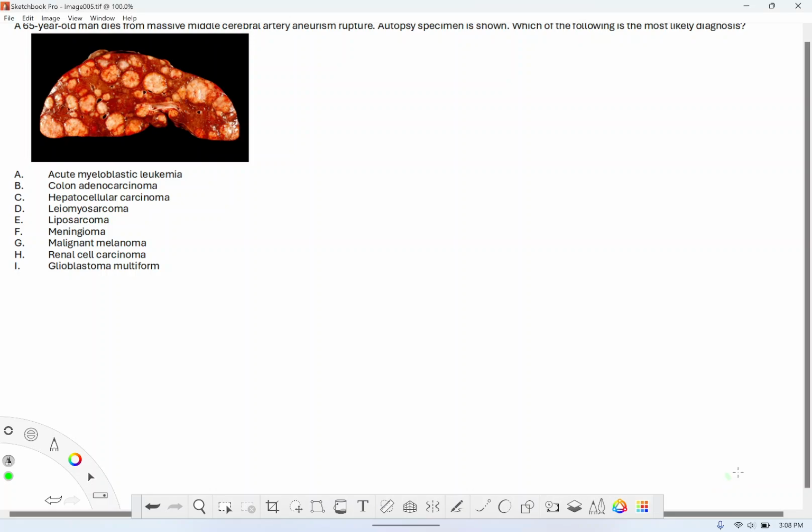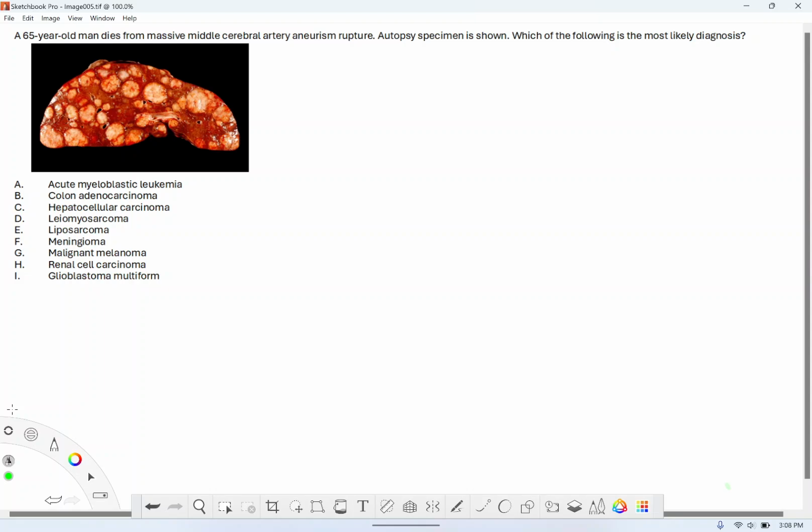Okay, so the next question is, a 65-year-old man dies from a massive cerebral aneurysm rupture. Autopsy specimen is shown. Which of the following is the most likely diagnosis? So we want to know his diagnosis simply based on the picture, because this person died because of a stroke. Now they want to know what's the cause. So what do we see? Let's label this picture A because I will show another picture, which is picture B.